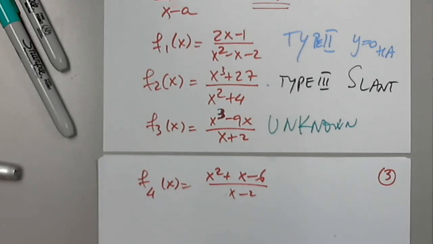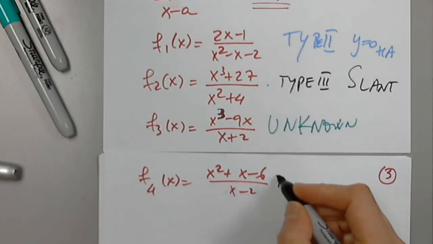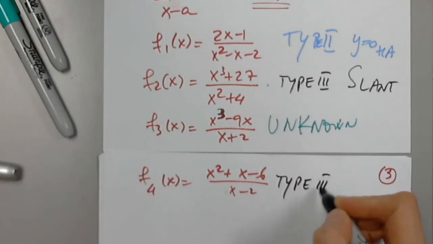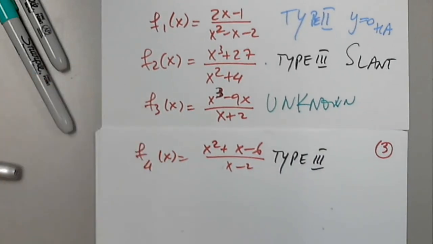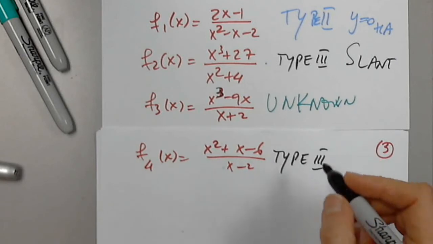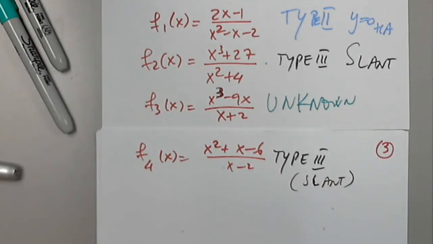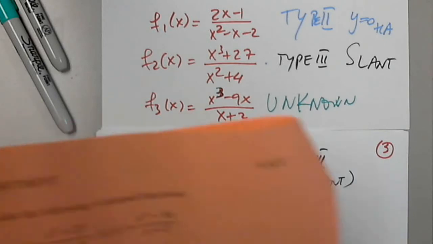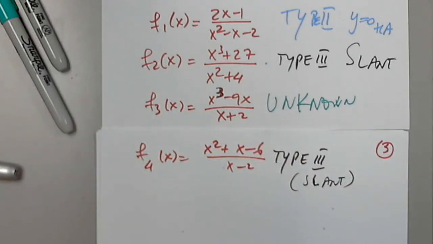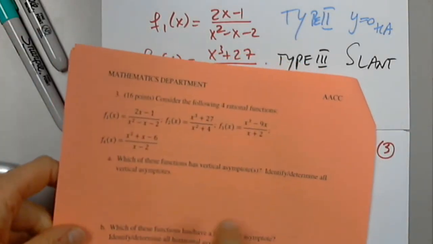Good. Last one. Indeed, type 3. And what do I know about the type 3? Assuming nothing cancels, I will say for now slant. But I have to analyze things. Good. Okay, that was analyzing these functions. And now I'm ready to answer these questions.